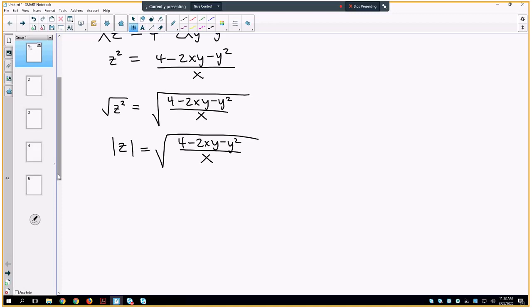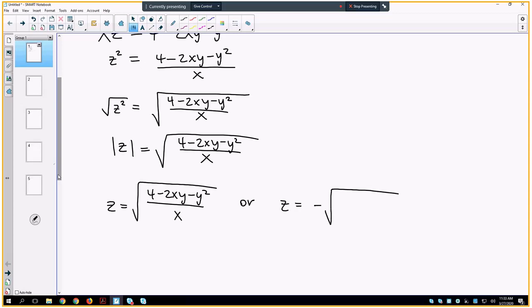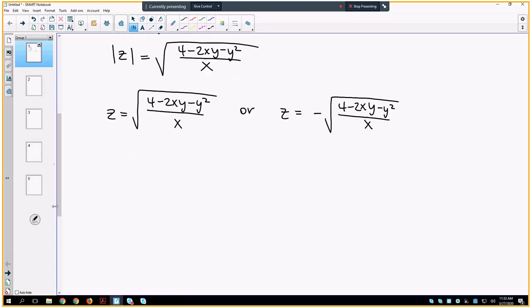And that means z is equal to the square root, or rather I should say z is equal to the negative of that square root. So right away I can see that I have two possibilities for z, and that's enough to conclude that z is not a function of x and y.